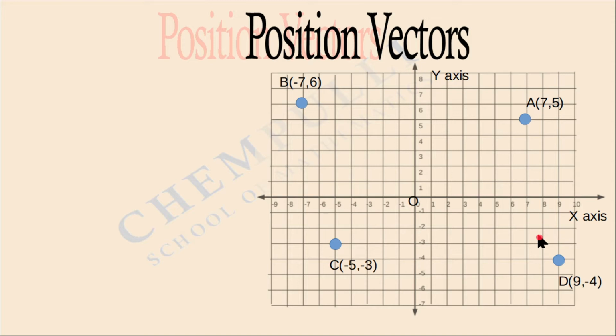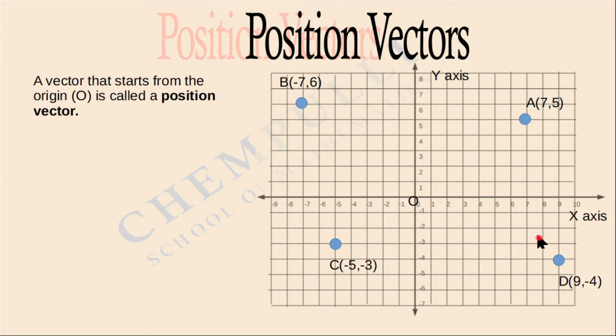Okay. Then first, the definition of position vectors. A vector that starts from the origin O is called a position vector. That means a position vector is a vector that starts from the origin. That type of vector is called a position vector.